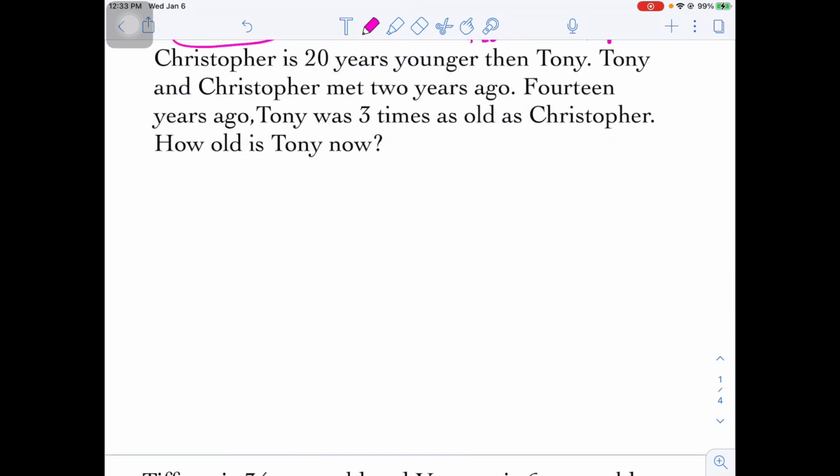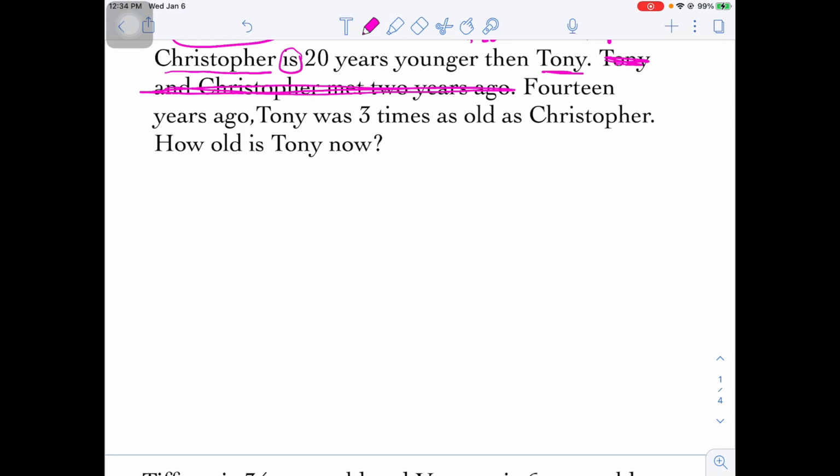All right, let's go to our example 2. Christopher is 20 years younger than Tony. Okay, so we've got Christopher and we've got Tony, and Christopher is 20 years younger than Tony. Now, it says Tony and Christopher met 2 years ago. Well, who cares when they met? They could have met 5 minutes ago. That is not important to the story, not important to our solving. It doesn't matter when they met, so we're slashing the trash.